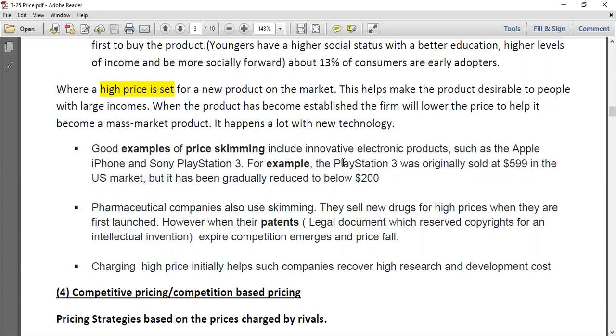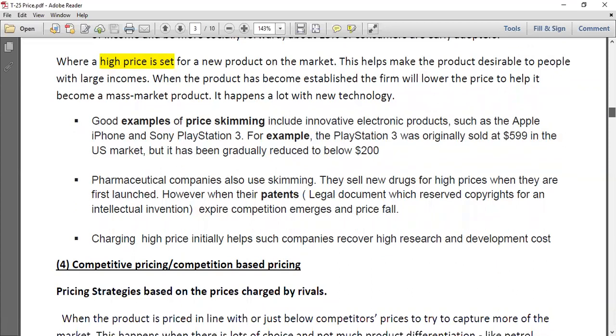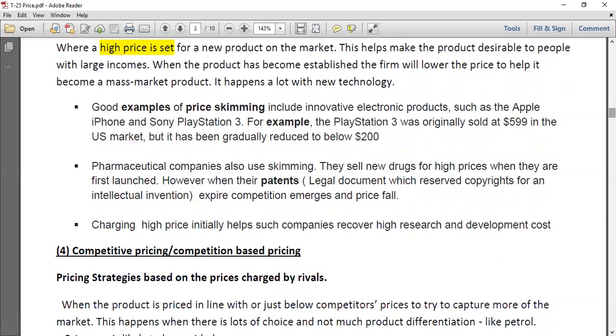So they give a good example here. Price skimming includes innovative products like the Apple iPhone, Sony PlayStation, PS3, or PS4. The PS3 was originally sold at 599, a psychological price, in the US market, but it was gradually reduced to below 200. So from almost 600 down to 200, they reduced the price by about three times.